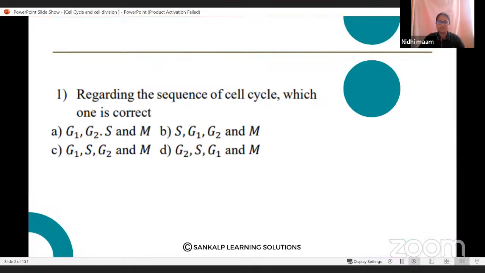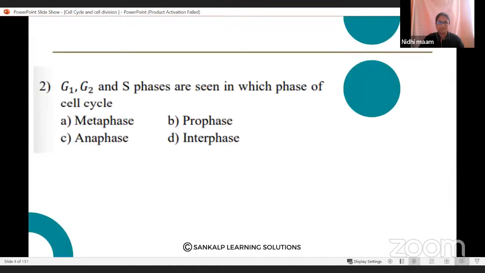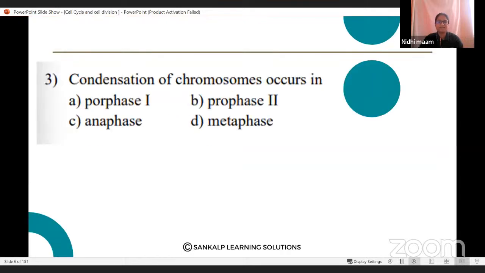Okay. Regarding this we already discussed. G1, G2 and S phases are seen in which phase of cell cycle? A is metaphase, B is prophase, C is anaphase, D is interphase. Shashank, yes, answered it. Bhima Bai Ambedkar answered it. Bhuvan, Madan, Sanjana answered it. So the right answer for this question is option D. As you all voted, option D, interphase is the right answer.